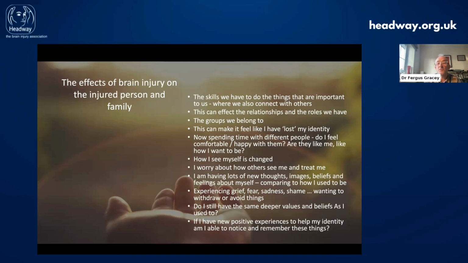Alongside that, people might be spending more time with different people. Research shows that following a brain injury, the size of the social network of the injured person and family members reduces and the membership changes. So they're spending more time with family and with caregivers and healthcare professionals. Now, if we think about identity as being defined by our relationships with others, do I feel comfortable or happy spending time with other people with a brain injury, with healthcare professionals, with personal care assistants? Are they like me? Are they like how I want to be? So you have that change of social self.